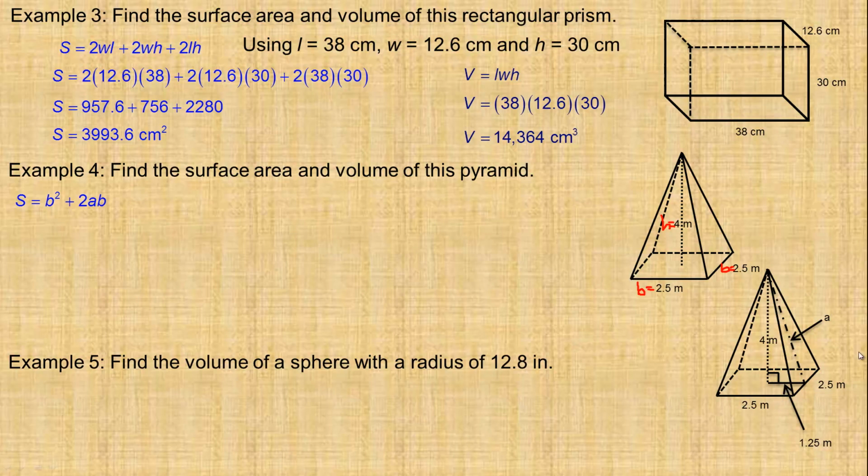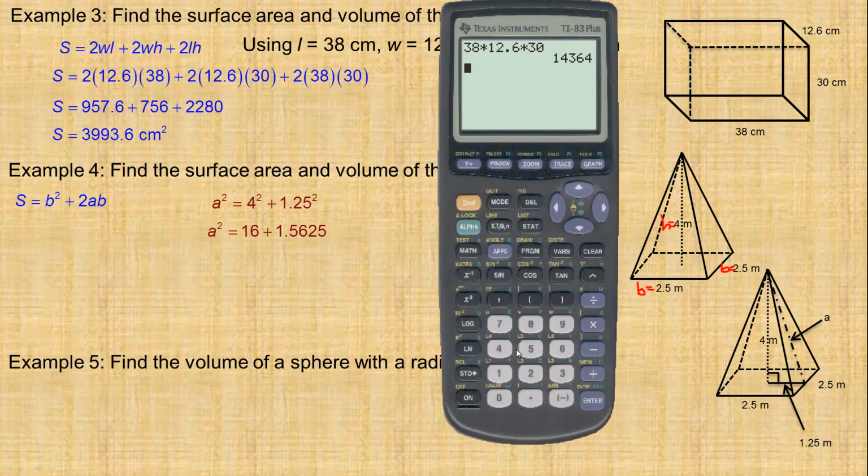So we can find that a value by using Pythagoras' theorem, because this is a right angle triangle. And a is the longest side because it's across from the right angle, so it's the hypotenuse. So a squared would equal 4 squared plus 1.25 squared. So here's my Pythagorean theorem. 4 squared is 16. 1.25 squared is 1.5625. So I'm going to take that and add 16 to it. So it's 17.5625.